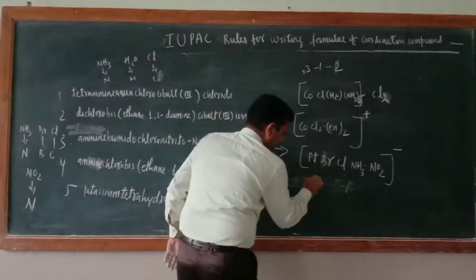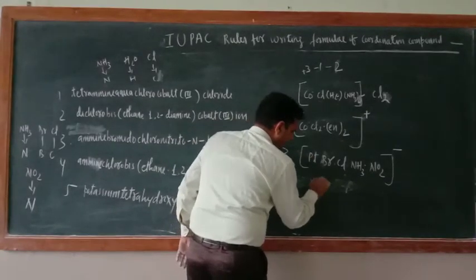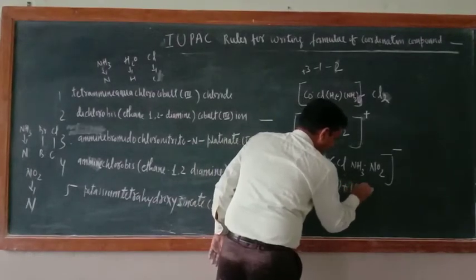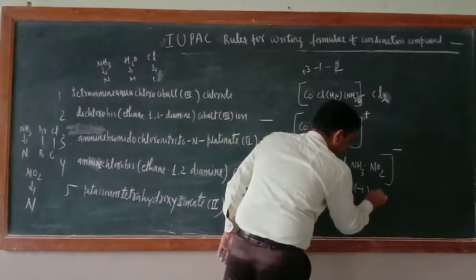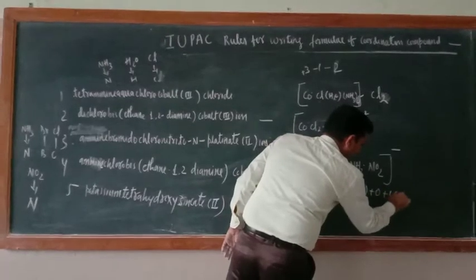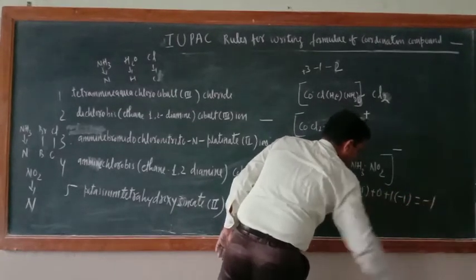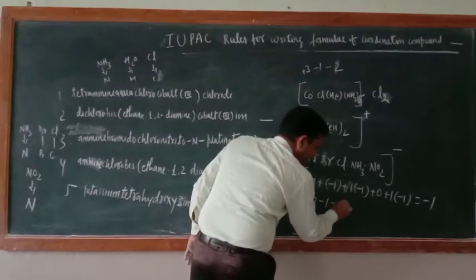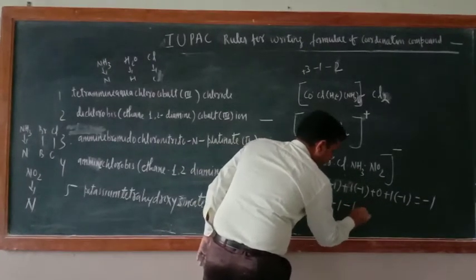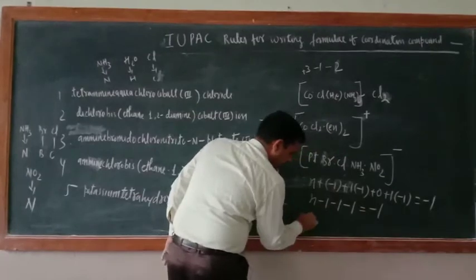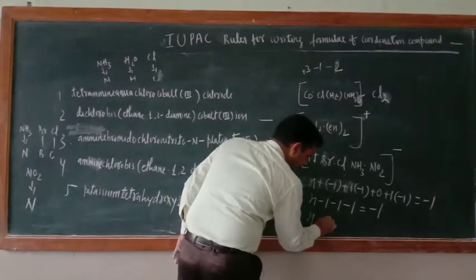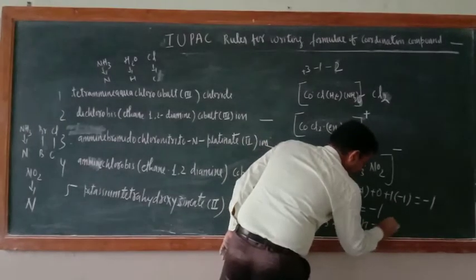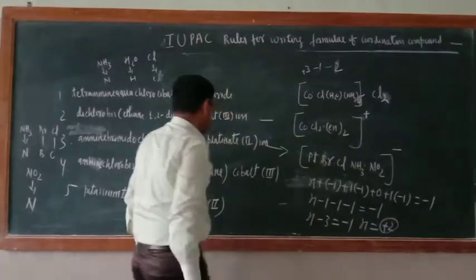Let us say its oxidation state is X, plus -1, plus 1, minus 1. Now plus 0, plus 1, minus 1 equal to -1. So X minus 1 minus 1 minus 1 is equal to -1. So X minus 3 equal to -1. So X equal to +2. So +2 is there.